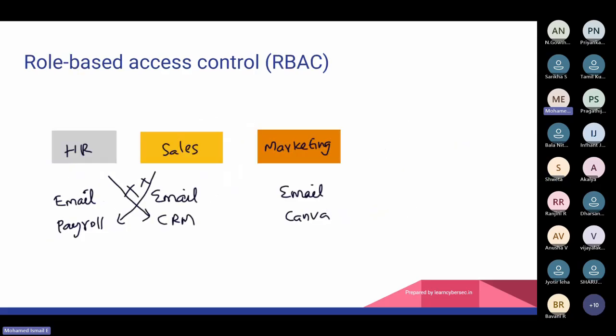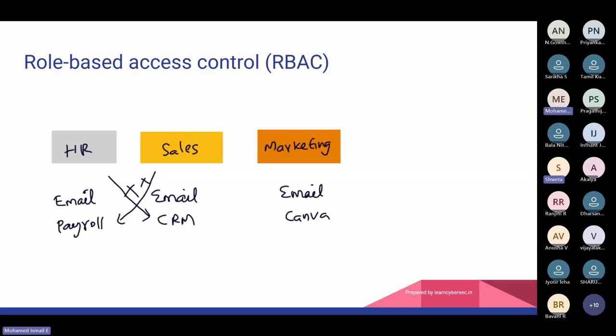Now come to RBAC, which is called role-based access control. We need to go to an example for explaining role-based access control. There is a company that operates business across the globe, India, Europe, and America, with 1,500 employees working across the globe. They have 3 primary departments: HR department, sales department, marketing department.